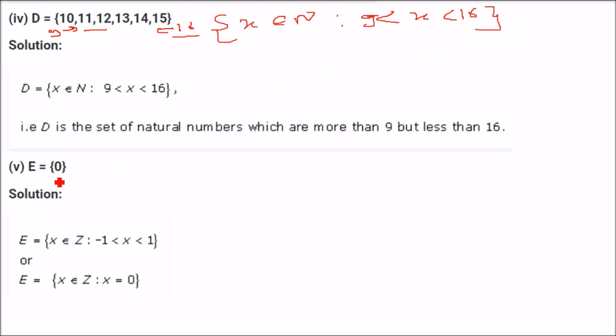E equal to 0, and this is a set. So 0 can be, if you take integers, 0, 1, 2, minus 1, minus 2, these are the integers. So if we say an integer between minus 1 and 1, so if I say X belongs to Z and X is between minus 1 and 1, it will be 0 only. Or you can directly put it as 0. So you can just write X belongs to Z and X equal to 0. This is also a valid answer.